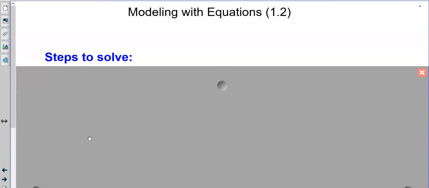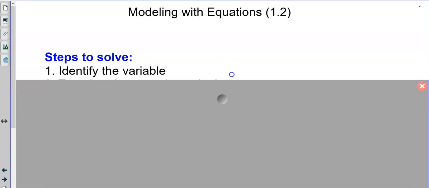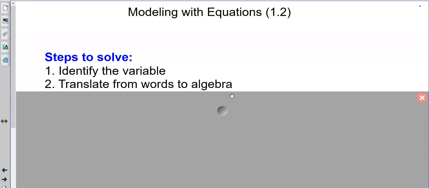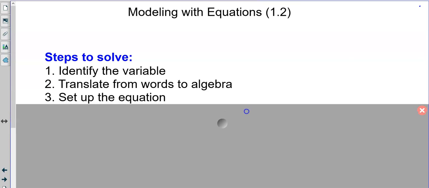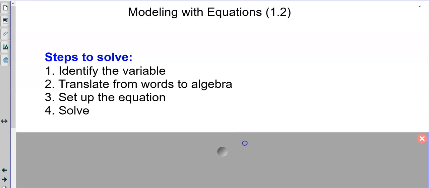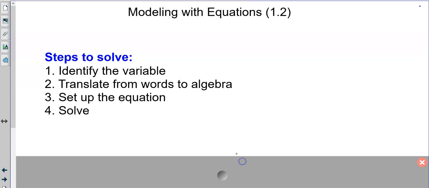Okay, so today we're doing word problems. The basic steps: you want to identify the variable, like if you're using x, what does x represent, or m, whatever it represents. Translate the words to algebra. So you've got to take a paragraph or a few sentences and make an algebra expression out of it. You probably use that to set up an equation. Typically, we're setting up equations, and then you're going to solve that equation. So that's the basic four-step plan to solve word problems.